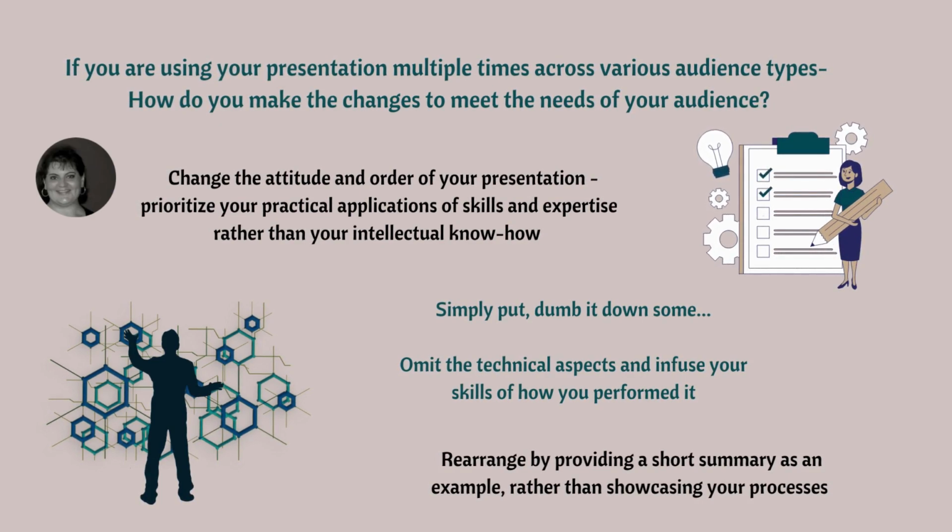So let's begin. Let's discuss if you are using your presentation topic multiple times across various audience types. Now let's say between academic and industry audiences. How do you make the changes to your presentation to meet the needs of several audience types? Well, just simply change the attitude and order of your presentation by prioritizing your practical applications of skills and expertise rather than your intellectual know-how. To transition this, in other words, dumb it down a little. Omit the technical aspects and infuse your skills of how you performed it. Now rearrange your presentation by providing a short summary as an example rather than showcasing it with detail.